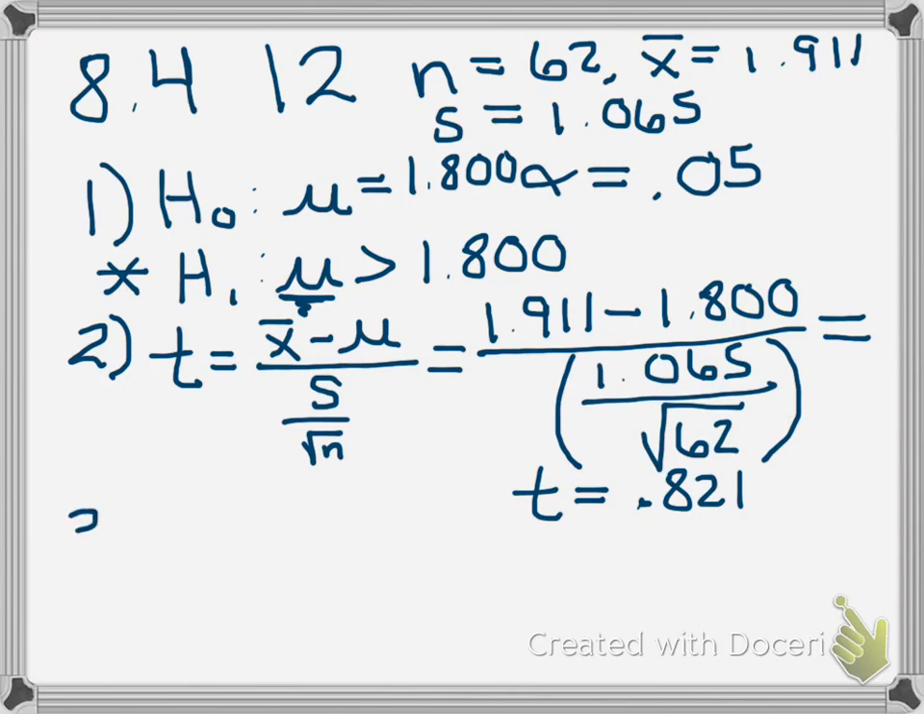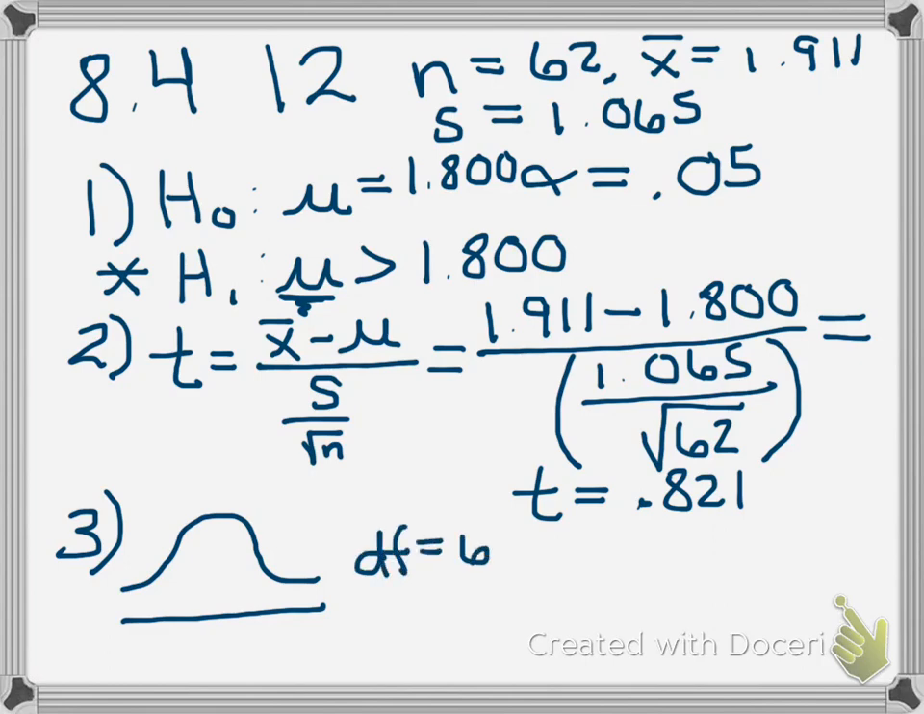Now what we need to do is find out what we should get critically according to our alpha level. So draw your T-shaped curve, which is just like your Z. Okay, we have N is 62, so our degrees of freedom is 62 minus 1, which is 61. And we have a one-tail test because we have greater than. Okay, one tail. My pen's acting up. And we have our alpha of 0.05.